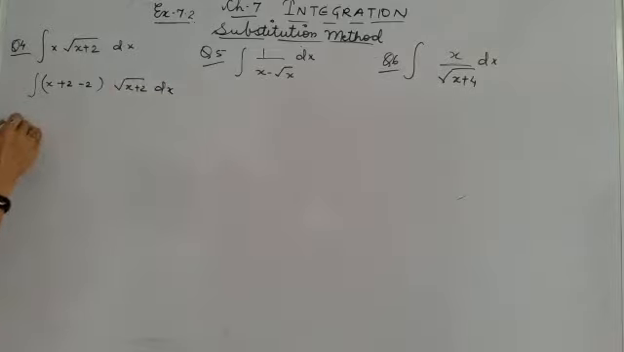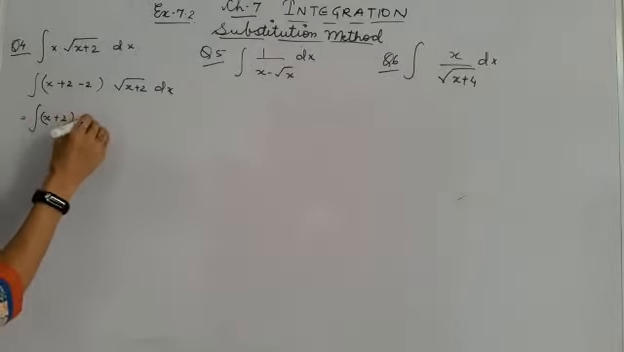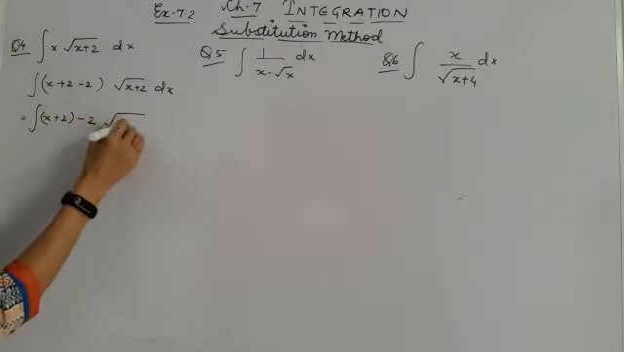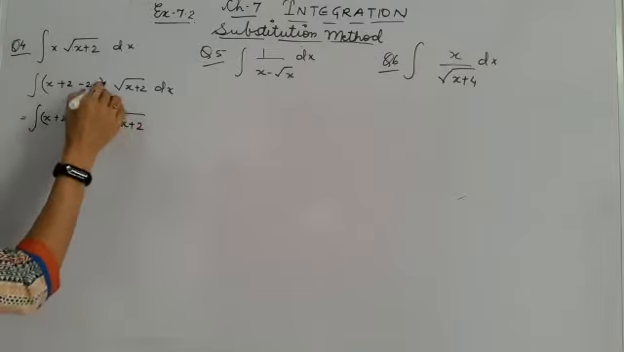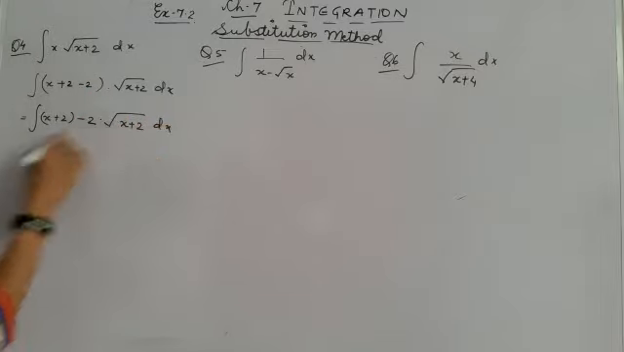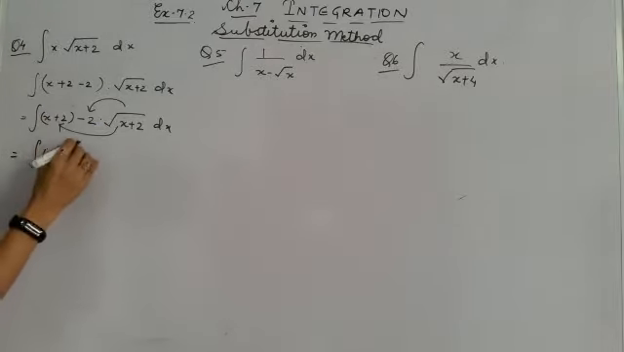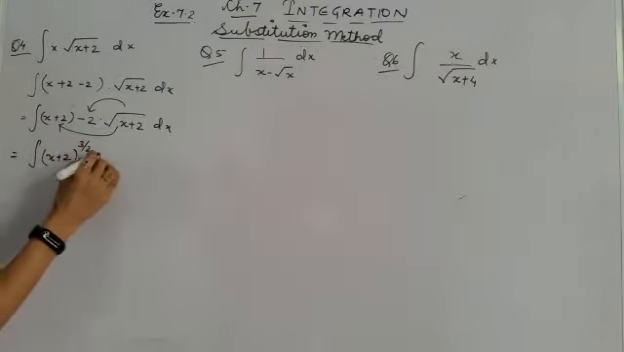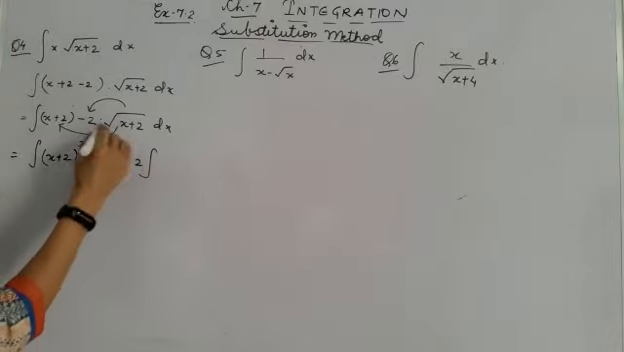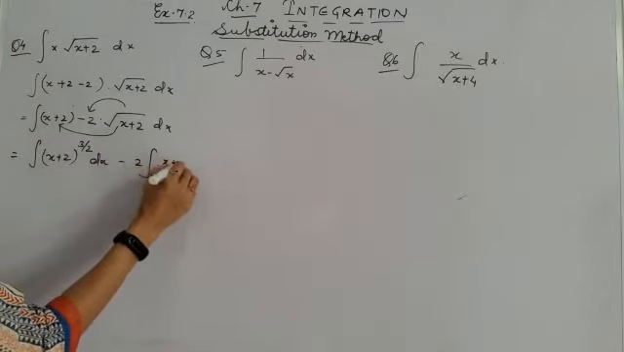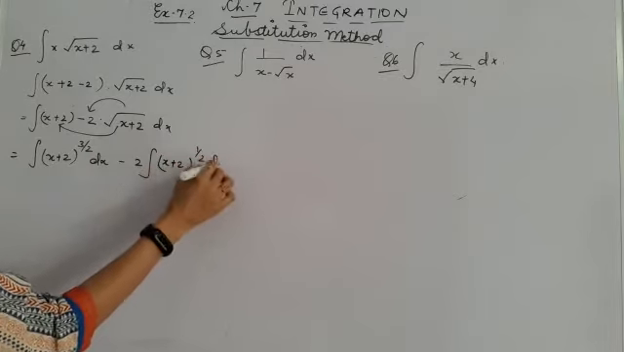Now this can be written further as integration of x plus 2 minus 2 under root x plus 2 into dx. Now I can just separate it, multiply this with this and multiply this with this. So this will be integration of x plus 2 raised to power 3 by 2 dx minus 2 integration of x plus 2 raised to power half dx.